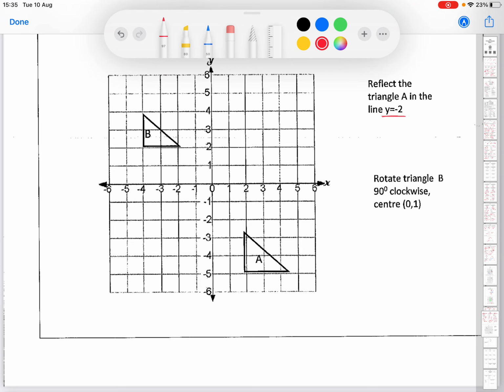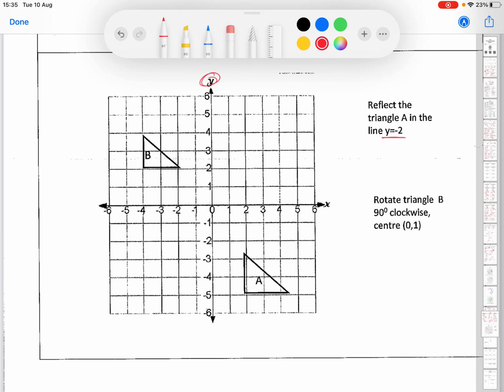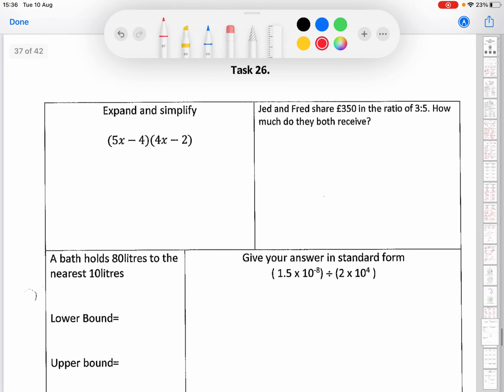Our next question, so we're going to reflect the triangle A in the line y equals -2. So the line y equals -2 is where you cut your y-axis at -2. So it does go horizontally across, but it needs to cut your y-axis at -2. So we're going to take this triangle. This point is only 1 away from the line, so it's going to be here, 1 away from the line. This point is 1, 2, 3 away from the line, so it needs to be 1, 2, 3 away from the line, so that's going to be up there. This point over here, I know it's in the middle, I'm going to put it in the middle, but we got 1, 2, 3 away, so that's going to be there. So we reflected that triangle in the line y equals -2.